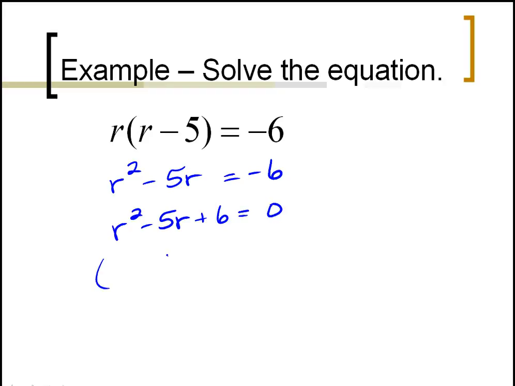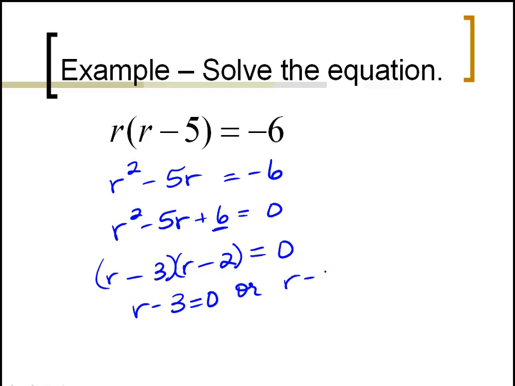Then we have to factor r squared minus 5r plus 6. So we ask ourselves, what are the factors of 6 whose sum is 5? And that would be 3 and 2. With the sum being on the end, these signs are the same and they're both negative. So we get r minus 3 is equal to 0, or r minus 2 is equal to 0. So our solutions are r is equal to 3 or r is equal to 2. Okay.